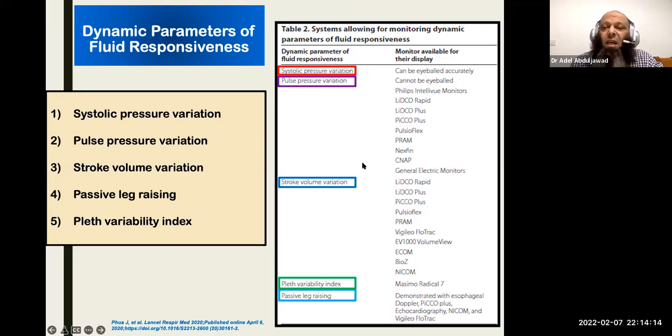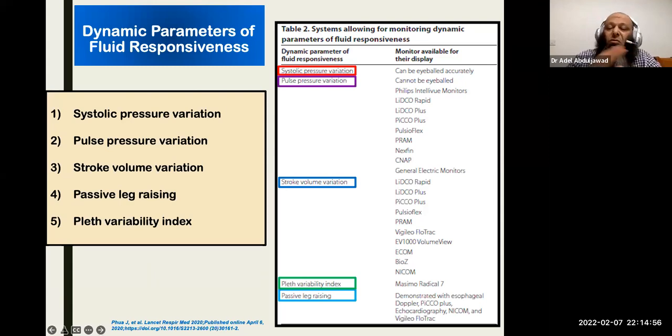But again, it's a tool that will help you, with some limitations, some advantages, and some disadvantages. So you have to know the principle, the mechanism, and the advantages and disadvantages of these hemodynamic or dynamic parameters. Why? Because it will tell you when to give fluid or not to give fluid. For example, as I showed you previously in one of the case vignettes, there is the systolic pressure variation, and this is by eyeballing, assessing the arterial line waveform.